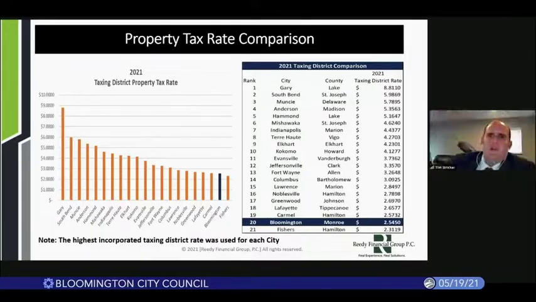Yes, absolutely. To summarize, Bloomington is really the second lowest rate among all comparable cities at $2.54. The lowest is Fishers. And the reason why this is important is because even post-annexation, Bloomington is still going to have one of the lowest taxing district rates in the aggregate, on average, of all these comparable cities.